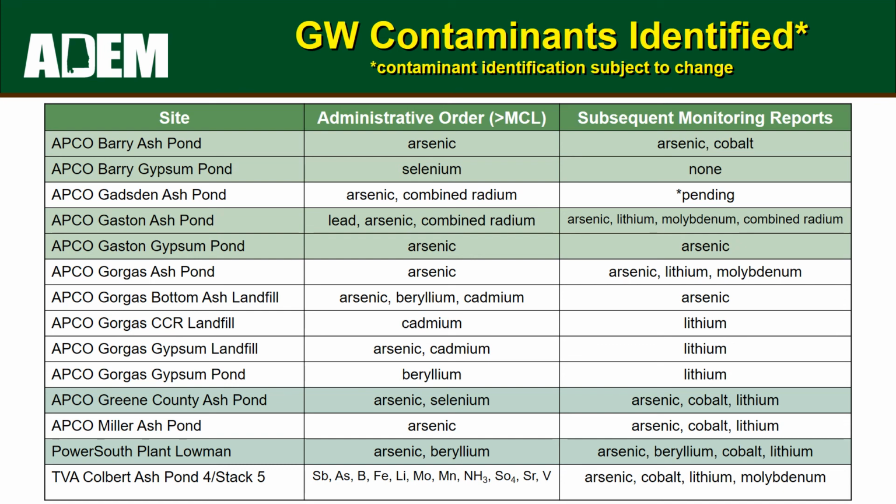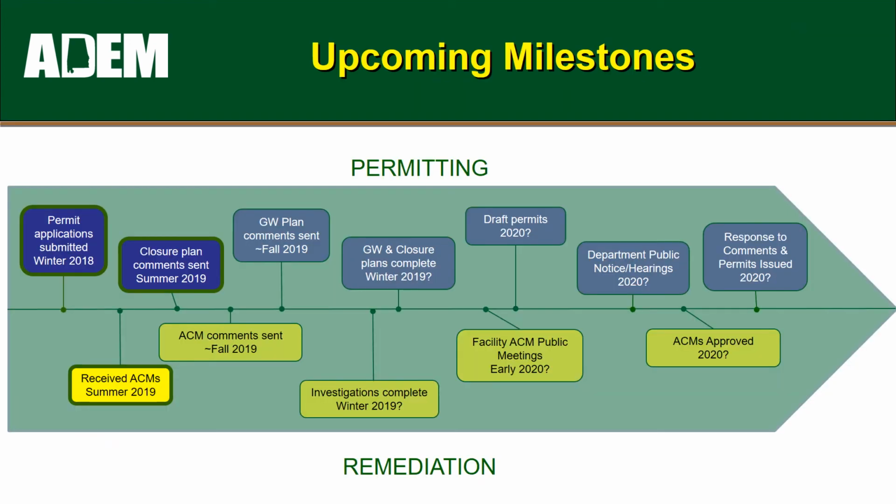You may notice that in some cases the constituents differ between the two columns. For example, cobalt, lithium, and molybdenum do not have promulgated MCLs, which means even if they were detected during the initial stage of sampling, they would not have been included in the middle column. In other cases, a constituent of concern was not detected as a statistically significant increase in subsequent monitoring events. The groundwater investigation is still ongoing at each of the sites, and therefore the list of constituents is expected to change.